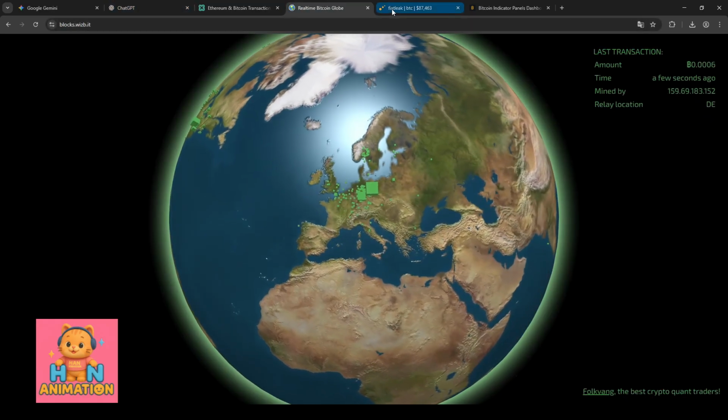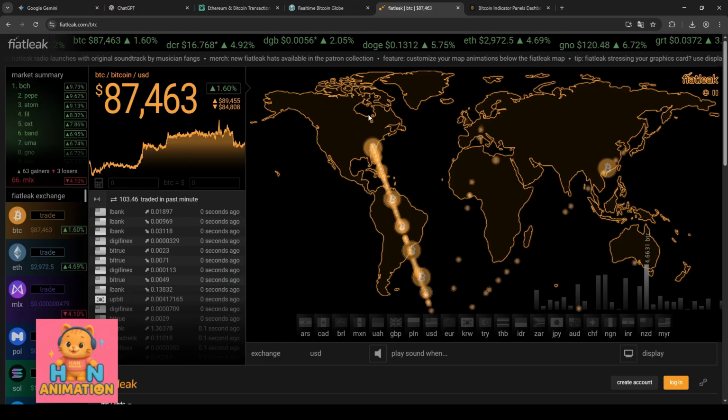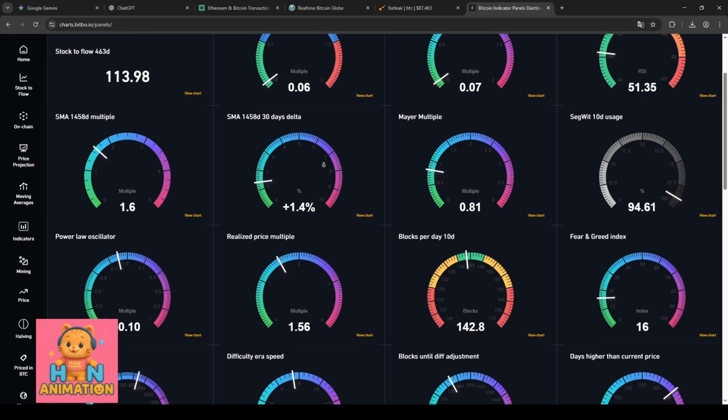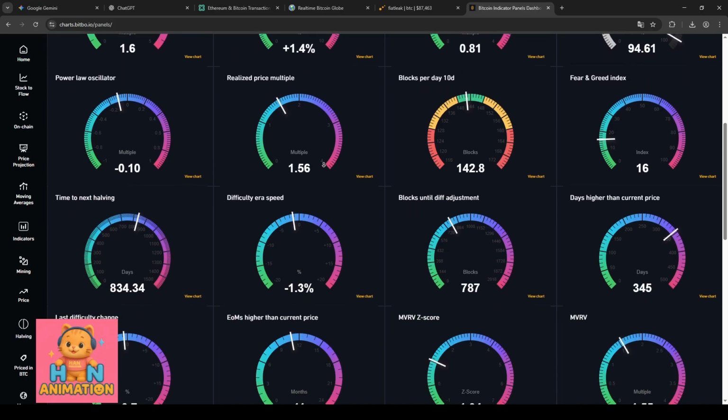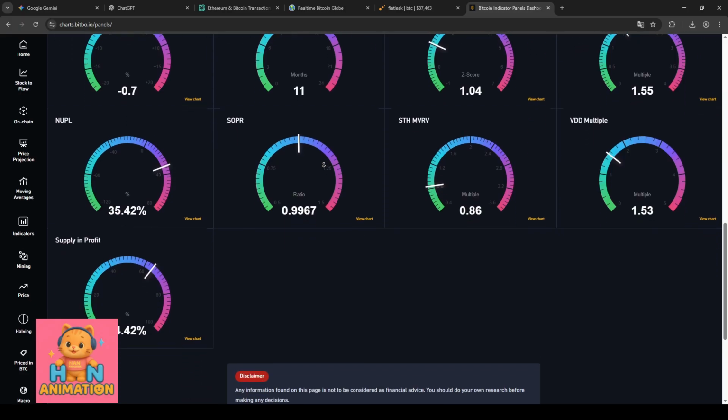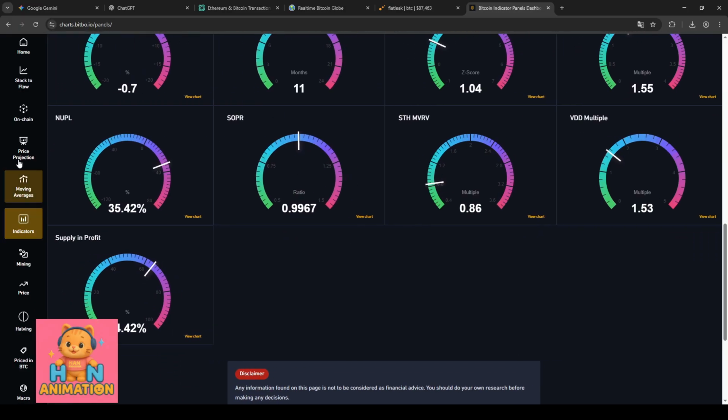USDT is designed to track the value of one United States dollar and is primarily used as a settlement asset and liquidity rail across exchanges and networks. Its market role is closer to cash-like collateral than a risk asset.